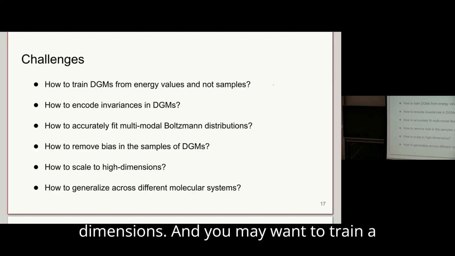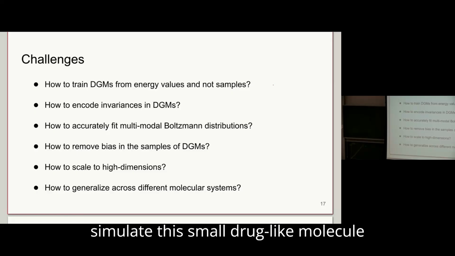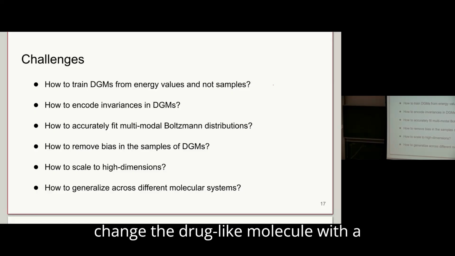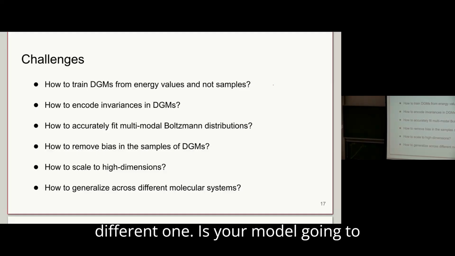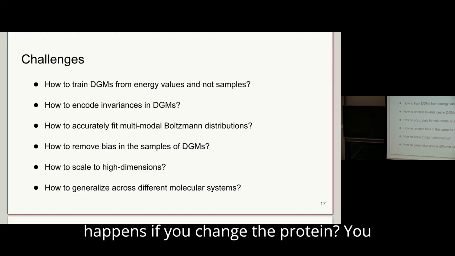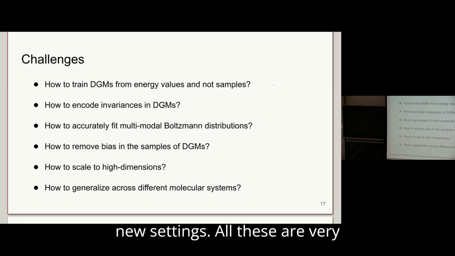And you may want to train a model for a particular problem, but maybe you want your model to generalize to new settings of your problem. Imagine that you want to simulate this small drug-like molecule trying to bind to a protein. Maybe you change the drug-like molecule with a different one. Is your model going to generate still accurate samples? What happens if you change the protein? You want ideally models that generalize to new settings.